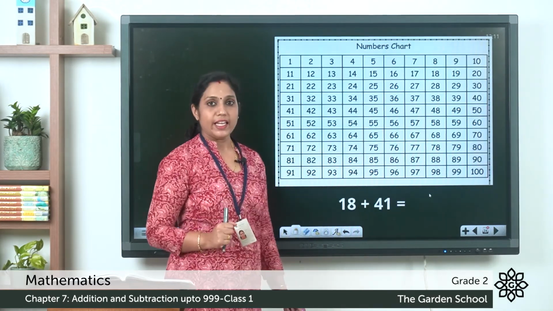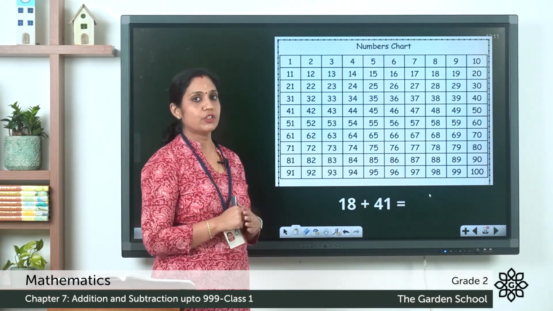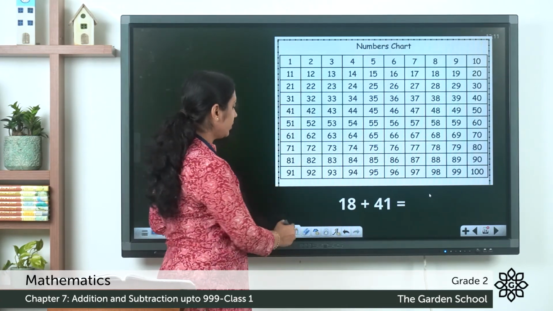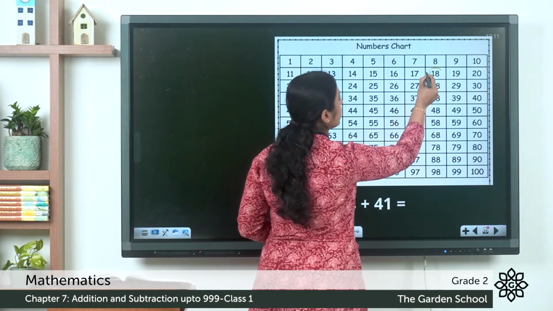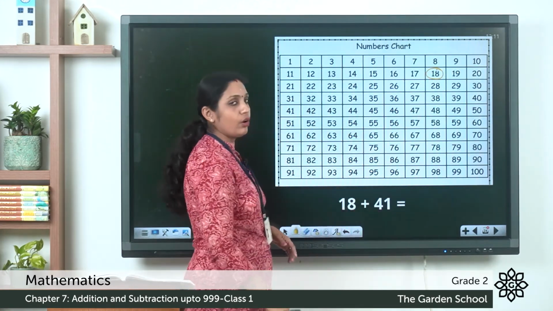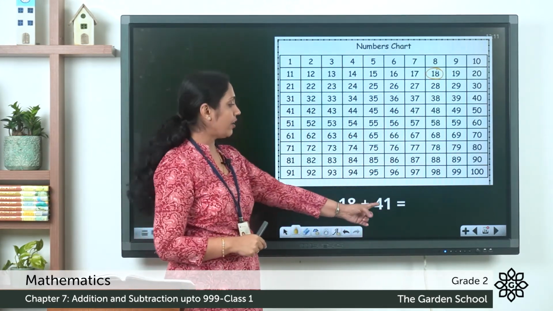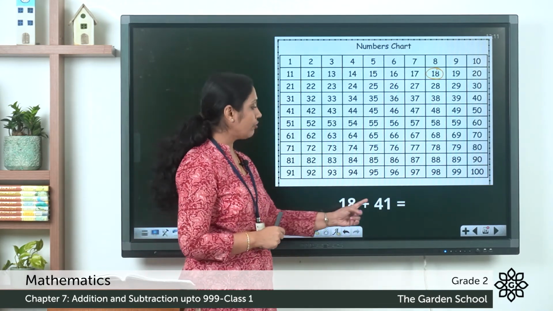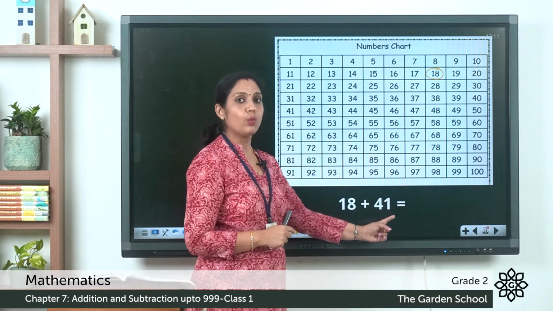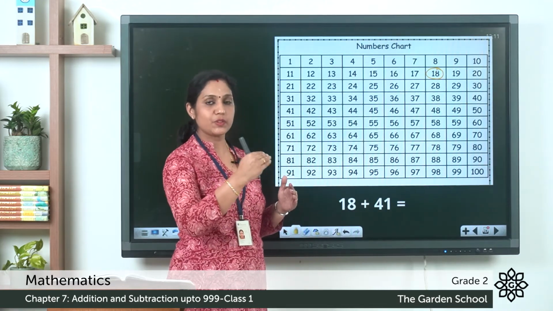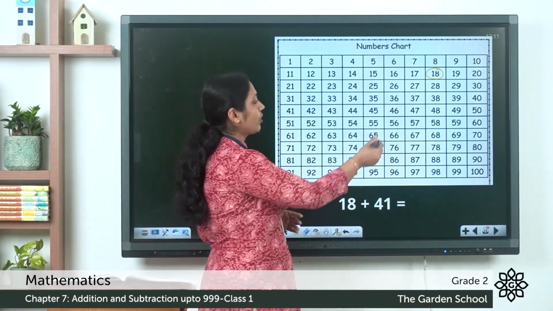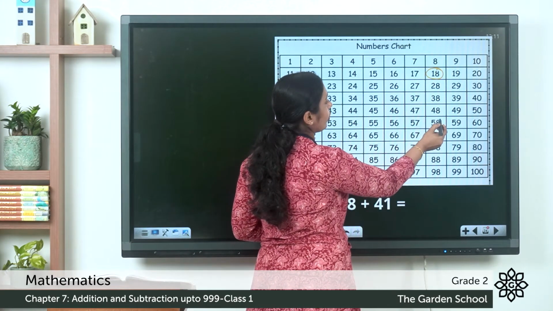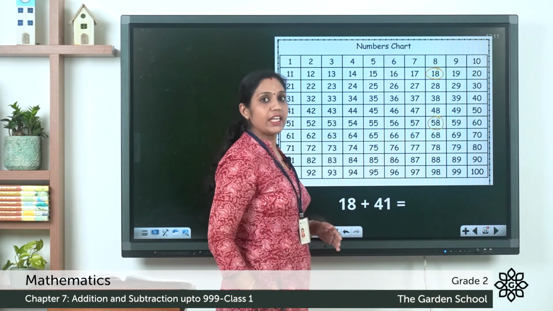Next we have 18 plus 41. So let's first find where the number 18 is here. So here is the number 18, and how many steps do we have to move downwards? We have the next addend 41. In the number 41 we have 4 tens and 1 one. So 4 steps we have to move downwards. So from 18 we move 1, 2, 3, 4, and we reach the number 58.